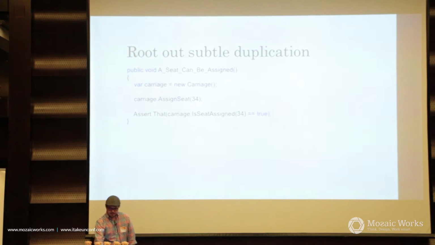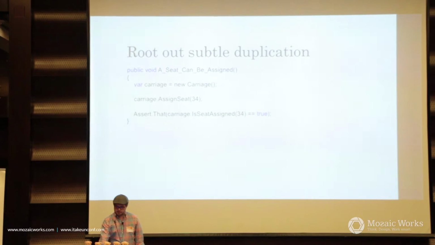Rooting out subtle duplication. The previous test includes some subtle duplication of knowledge, the representation of a seat in a carriage. The result of the duplication is one of the classic code smells, primitive obsession. As well as duplication, the test exhibits a naming problem. We're not effectively expressing the intent of assigning a seat.